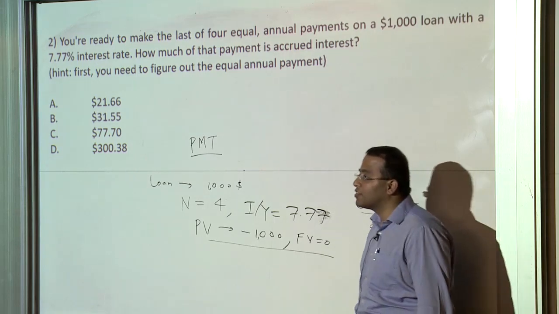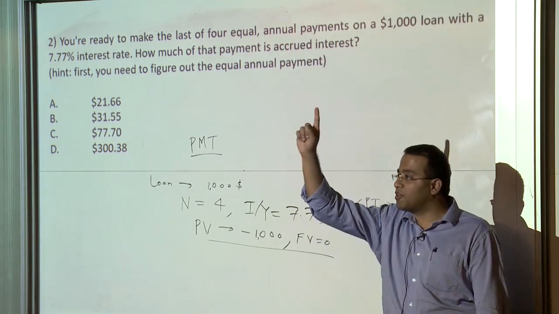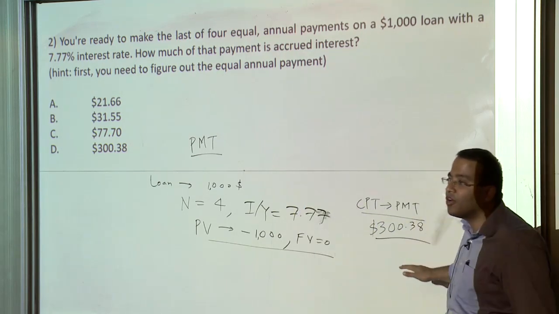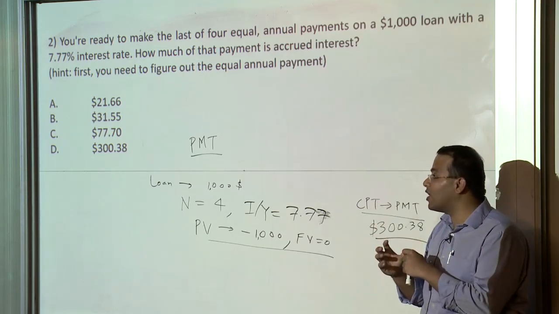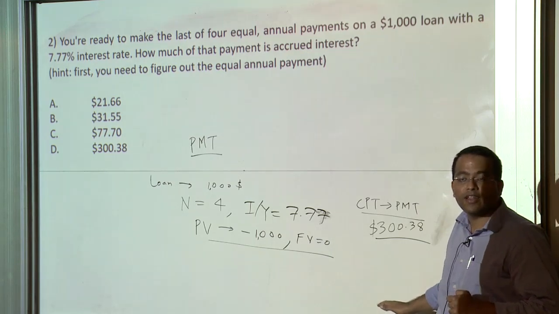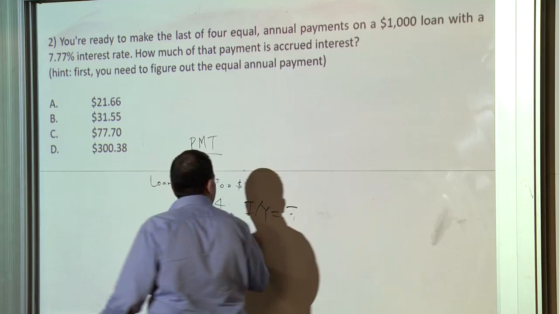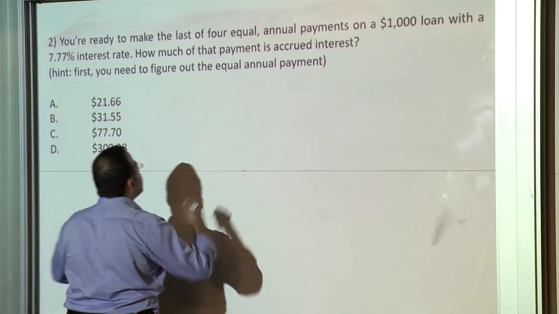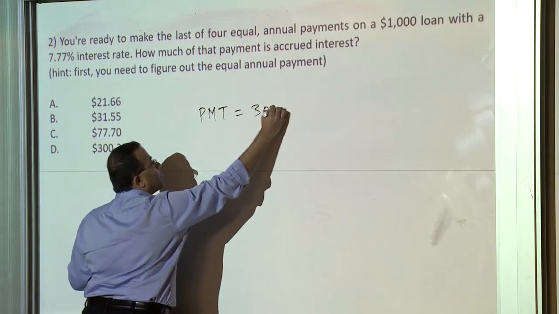No, that's not the answer, because this amount here has 2 components associated with it. There's a principal amount and there's an interest amount. Okay, and both of these together add up to $300.38. Okay, so the question is trying to ask me, what is the interest component of this 300.38? Okay, and that's what we need to answer. So let's write this 300.38 in a separate place here. So PMT of 300.38.